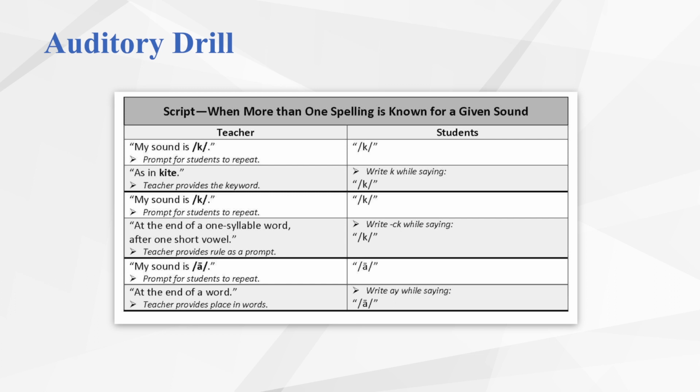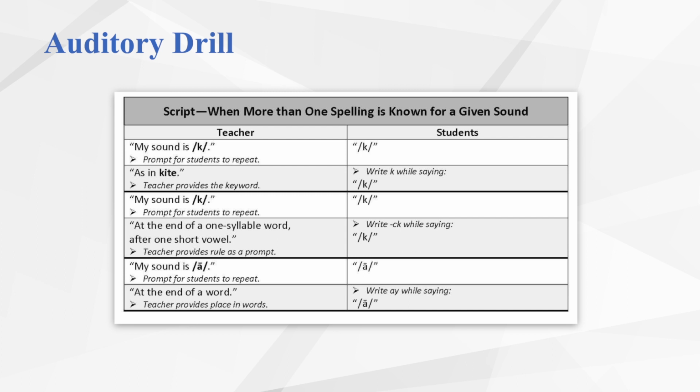Looking at the script on the screen, here is an illustration of how you would handle that issue when it occurs. Let's assume that the student knows 3 ways to spell /k/. Therefore, the teacher has to provide more information. The teacher would start, "My sound is /k/," and the students repeat /k/. Then the teacher provides the keyword, kite. The students respond by saying the sound /k/, and they know to write K on their paper because K is the choice that goes with the keyword kite.